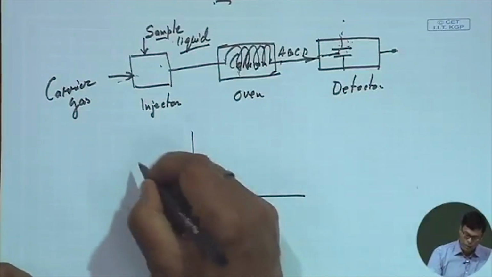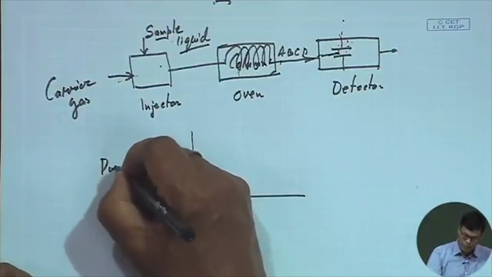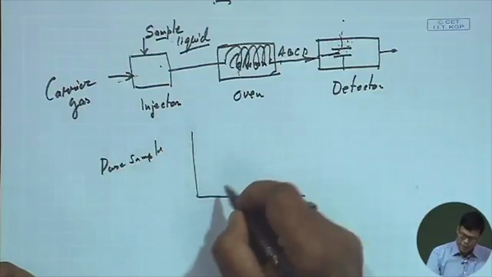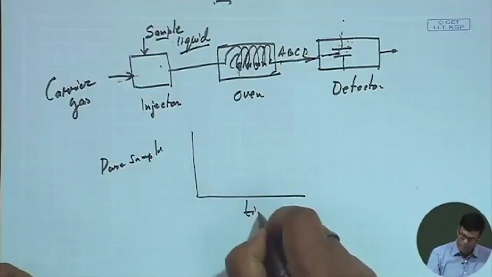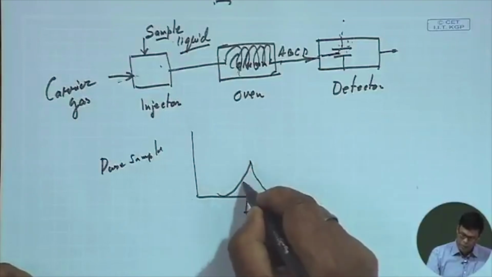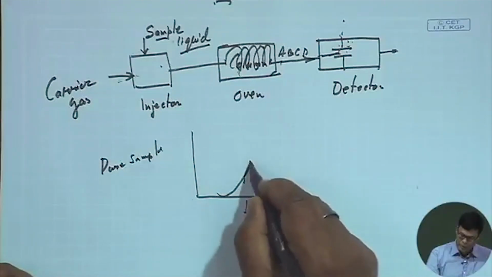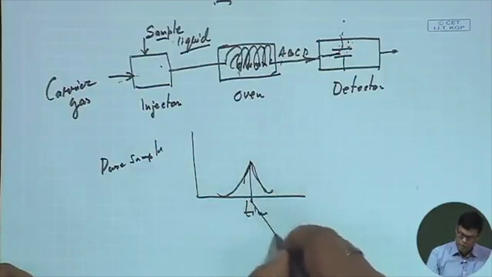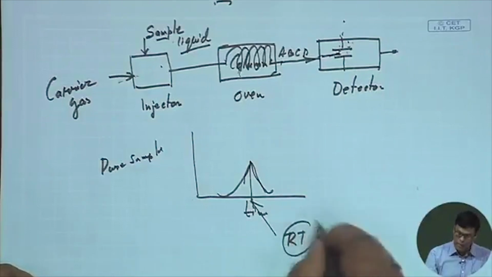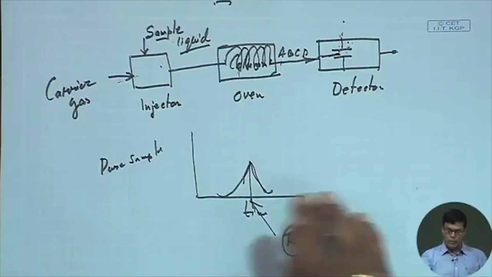So we can inject the pure sample, and then we find out at what time the peak is coming. This peak, we can find out at what time it is coming. This is called retention time. So the retention time of a particular component varies from one another.